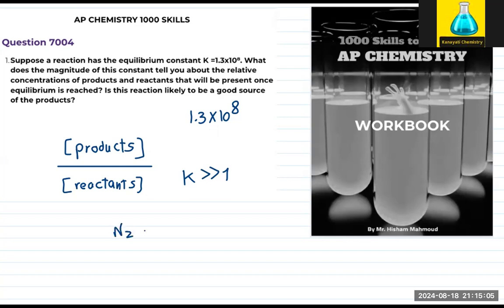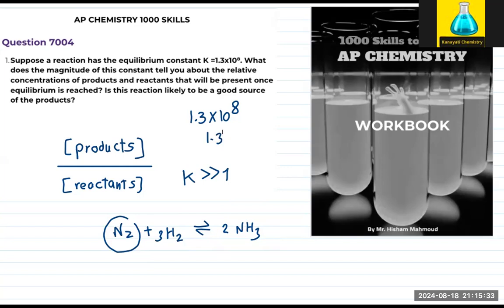If you have N2 and H2 and NH3 formed, you have to balance this one, so it is 2 here and there's 3 here. And if the K is a very big number, this means that there is a lot of the products, there is a lot of ammonia. If the number K is very, very small, less than 1, this means that there are more reactants than products. In our example, we have a very big K, 1.3 multiplied by 10 to the power of 8.